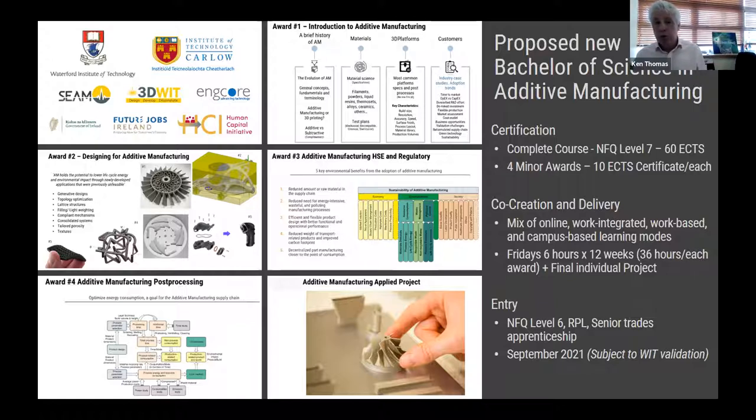And even though we're trying to push the whole region, it's the HCI Pillar project, our Pillar 3 project, is focused on a new degree in additive manufacturing at level 7, but it's got 4 embedded awards as well. So we got across the micro-credential idea. So not necessarily everybody wants to do the full program, they might just want to do part of the program. So there's an agile aspect to that as well. It's also going to be a mix of online, work-integrated, work-based, and campus-based. So there's a lot of agility involved in all of that delivery aspect of our program.